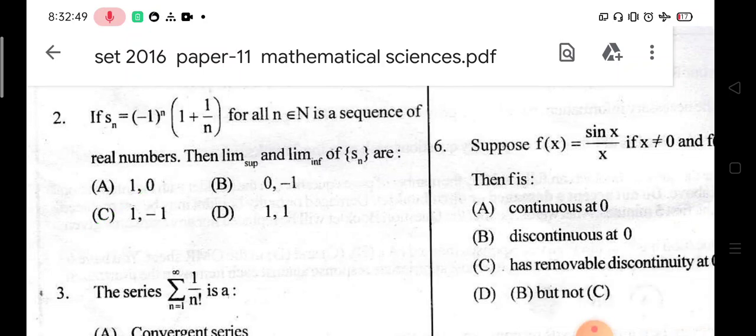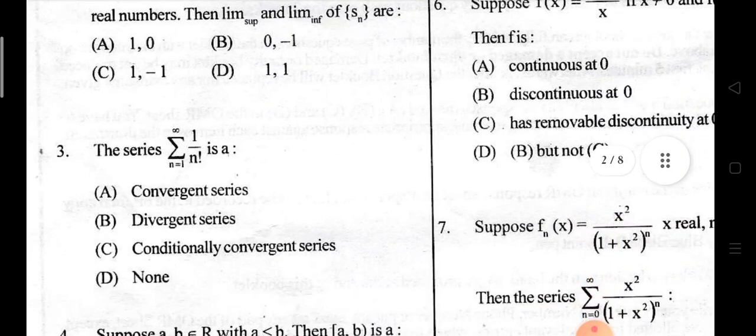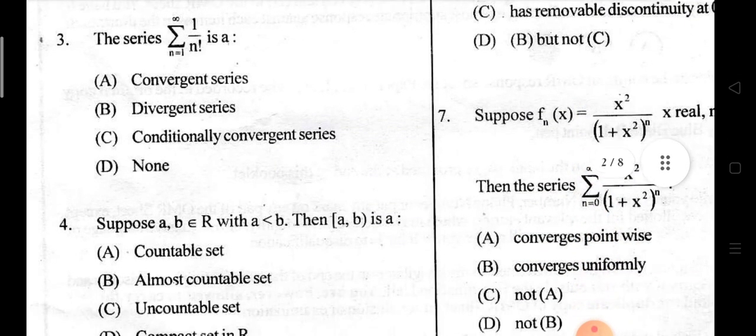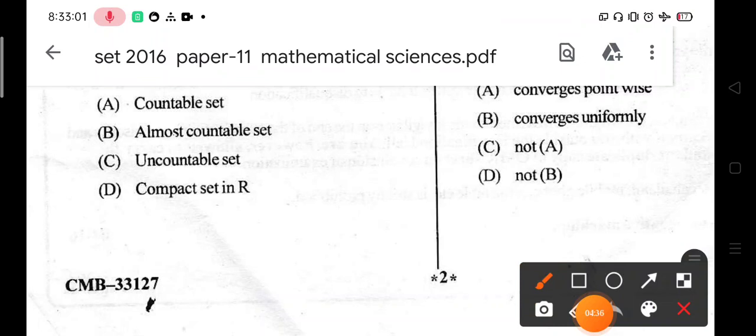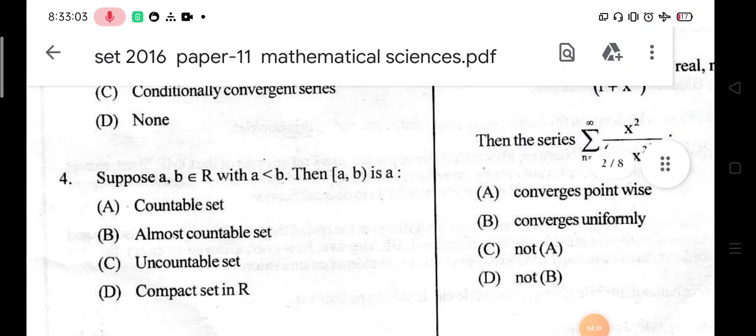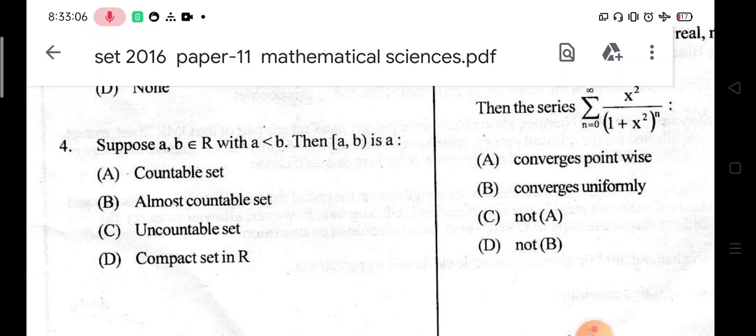Now coming to the third question. The third question asks you about, let me talk about the fourth question first. It's a bit easy. You have been given this semi-closed interval, and you have to comment whether it is a countable set, an almost countable set, an uncountable set, or a compact set in R. Firstly, talking about any interval in R, whether it is closed, open, semi-open or semi-closed, all of them are uncountable sets. So the answer has to be C.